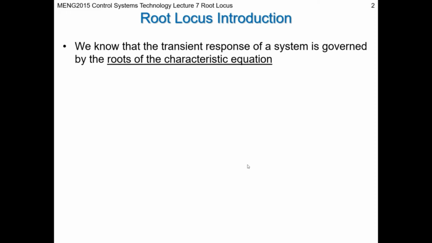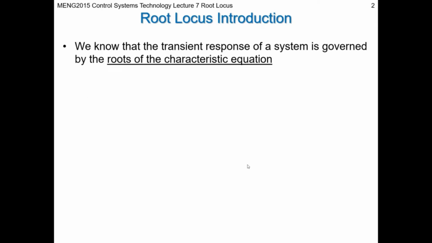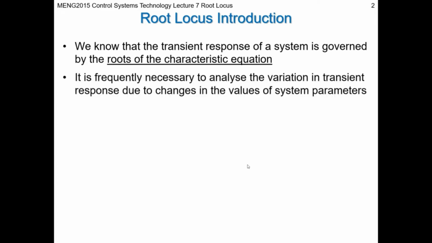First of all, we know about the characteristic equation because we looked at that when we dealt with transient response. So we know that the transient response of a system is governed by the roots of the characteristic equation, right? Those roots become the coefficients of the exponential terms of the transient response. That's the transient part, not the steady state, the part that decays over time, or if it's unstable, it doesn't decay and it grows over time. That part is determined by the roots of the characteristic equation.